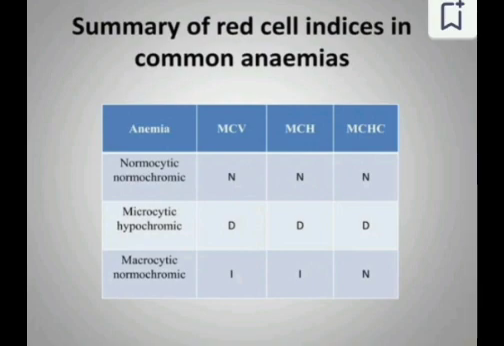When a person has macrocytic normochromic anemia, MCV increases, MCH increases, and MCHC is normal. Alright? Doctors use blood indices to determine the type of anemia someone is having. So that is one of the clinical importance of red cell indices.